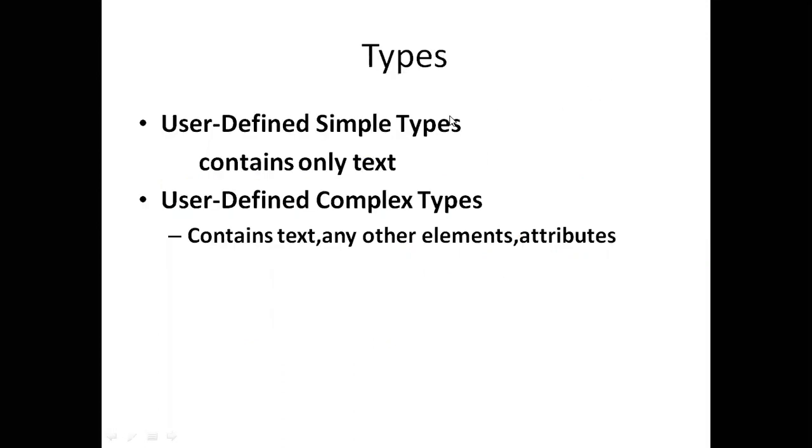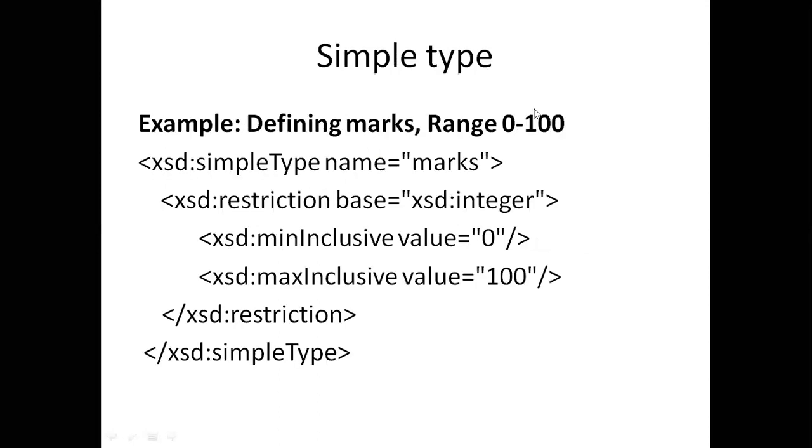So here we are using two types of elements. One is simple type, another one is complex type. If it is a simple type in XML schema definition, it contains only text, that is, only a string of characters. If it is a complex type, it contains text, other elements and also attributes. It contains any number of elements inside it. That is nothing but complex type. So this is the example for the simple type.